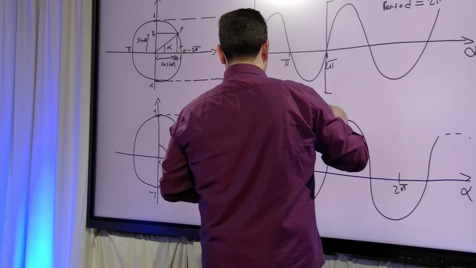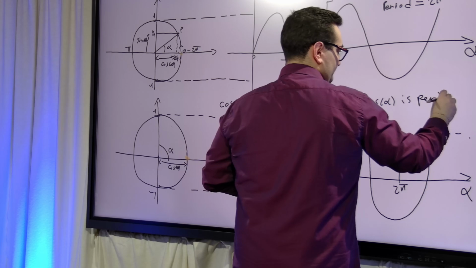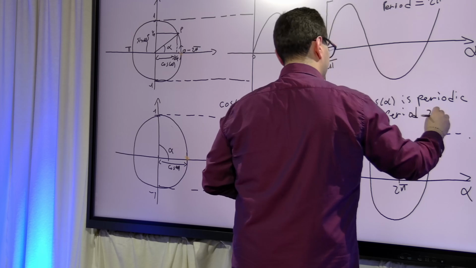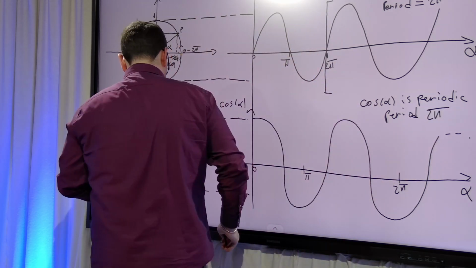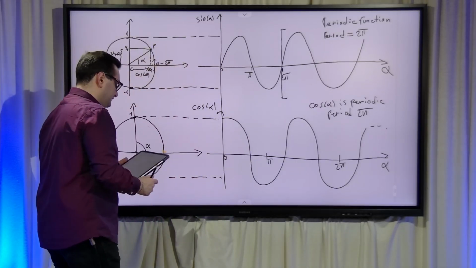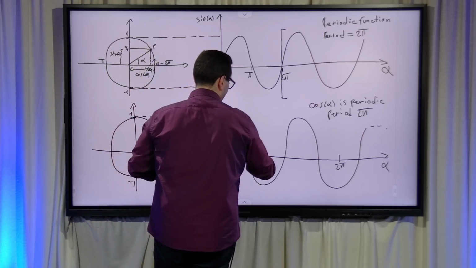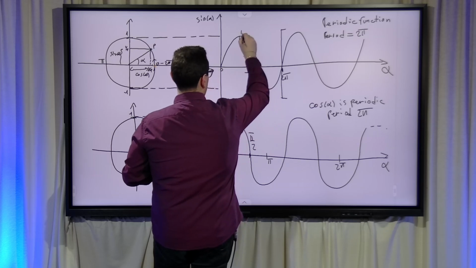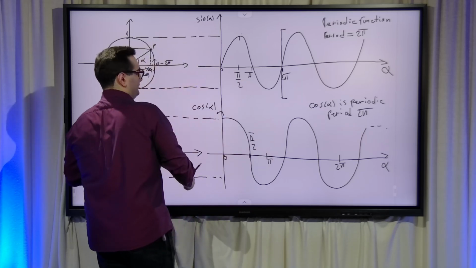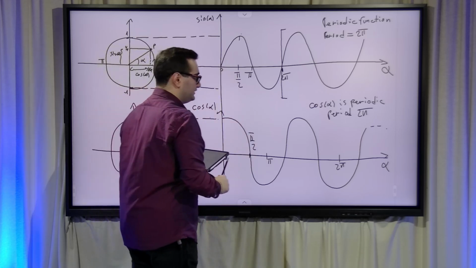As before, the cosine of alpha is periodic of period 2 pi. What else can we say about these functions? Well, as you can see, the two functions are shifted by a half pi. So these two functions are shifted by half pi.